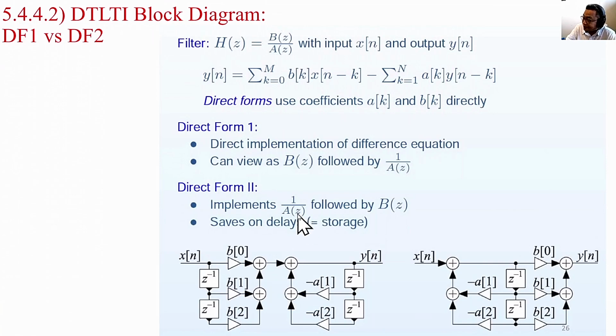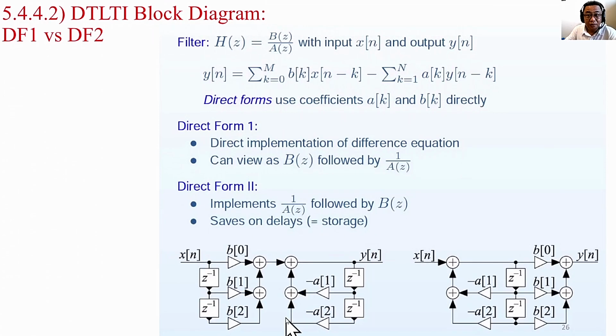We have implemented 1 over A(z) before B(z). That's the whole idea, and it saves on the delay. And it is nothing but factorization. It's H1 multiplied by H2 or H2 multiplied by H1. It is the same. There are many other ways to organize this block diagram, but in this course we are only focusing on DF1. With that, thank you very much.